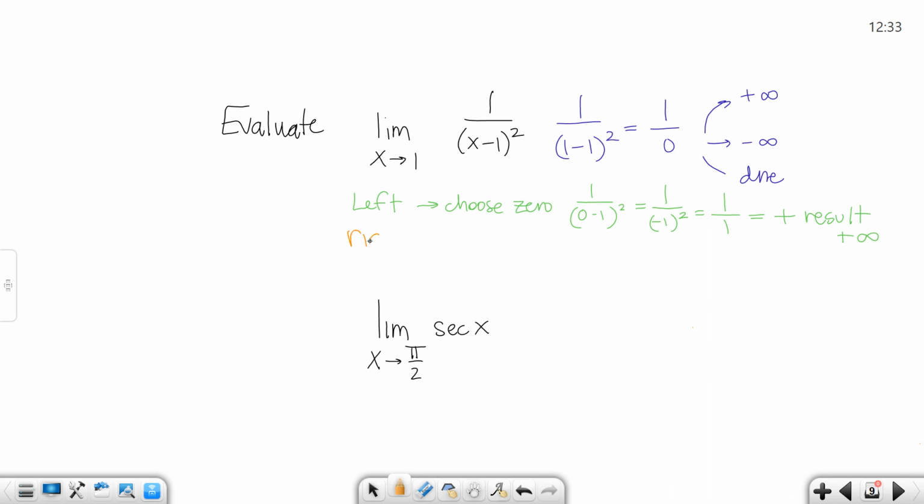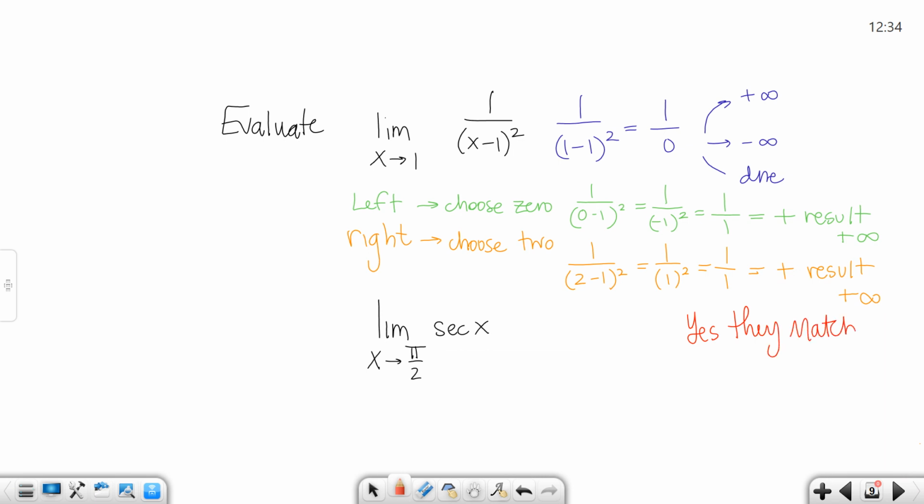I would also need to choose a value on the right side of 1, and a value on the right side of 1 would be 2. So if I choose 2 here, I get 1 over 2 minus 1 squared. So I follow that along, and I get another positive result. And a positive result here means that I would get positive infinity. As you notice here, they do match. So my answer would be positive infinity.